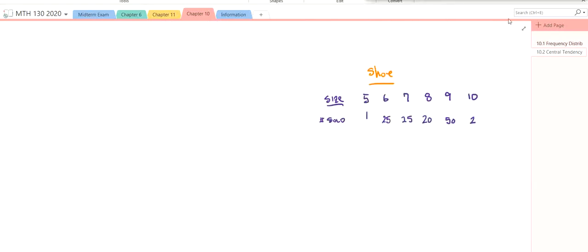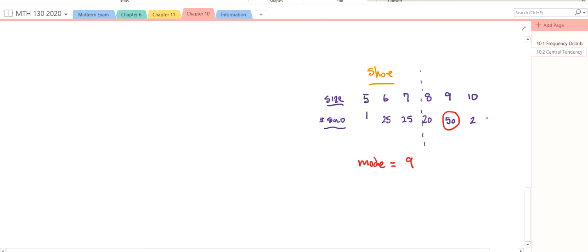let's say, suppose you're a shoe salesman and you sell shoes of sizes between 5 and 10. You sell one size 5 shoe, 25 size 6, 25 size 7, 20 size 8, 50 size 9, 2 size 10. If you took an average here, you're going to have something close to this value. If you took the median, it's also going to be kind of close to that value. But the shoes you sell the most of are size 9, so you would probably want to go with the mode here. And the mode equals 9, the largest value you sell.